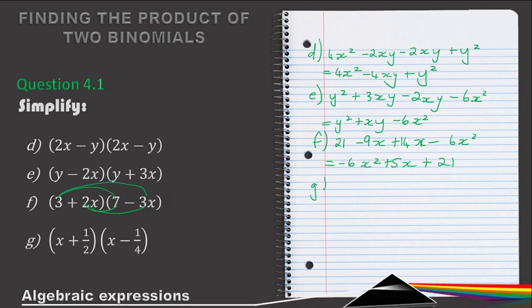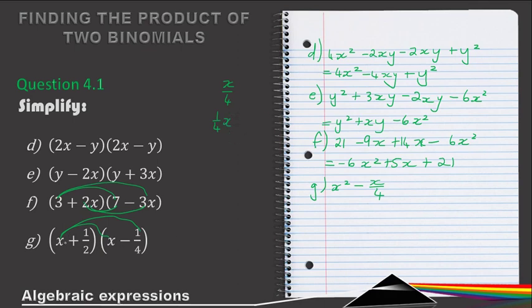And then G, so now I just need to multiply out fractions. So with this one, this is just x times x, so that's x squared. But then this one times by this one is minus x over 4. You can either write x over 4, or you can write 1 over 4x. Both of those mean the same thing.